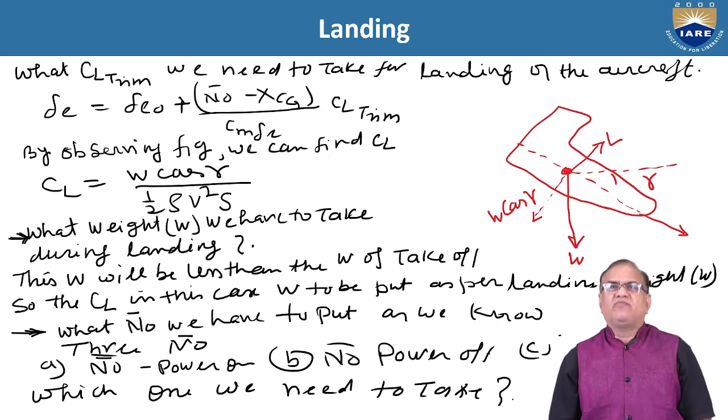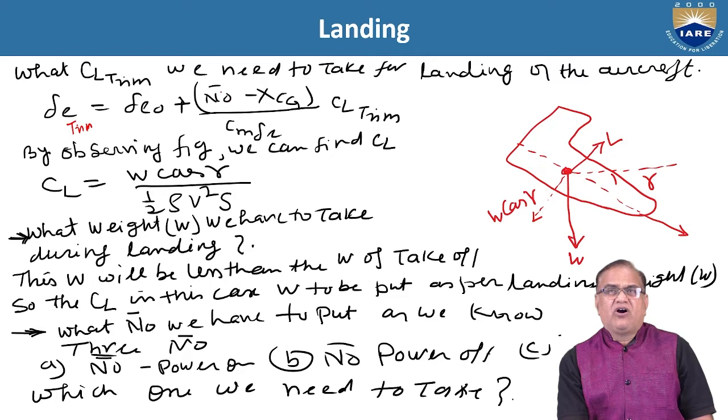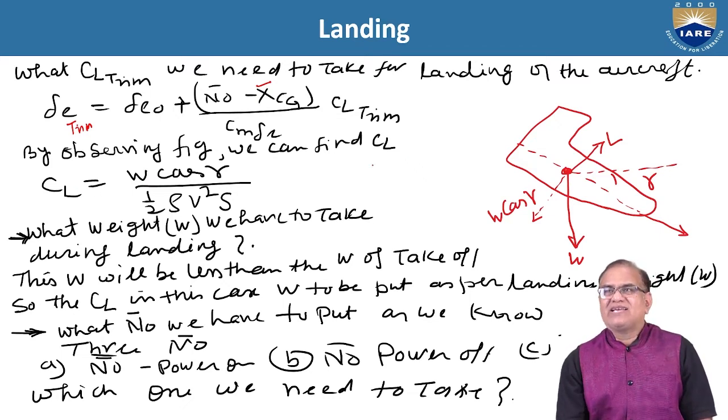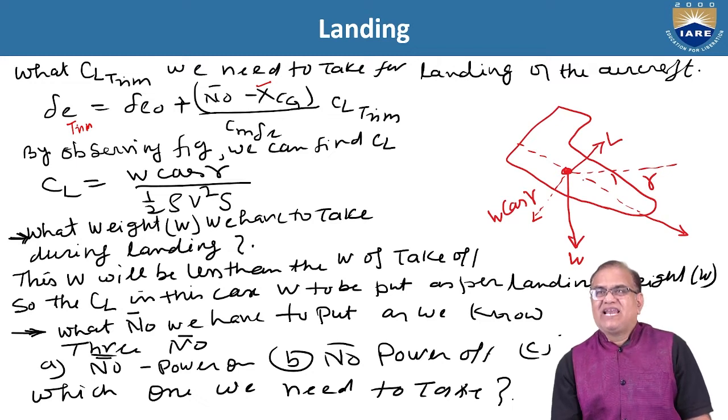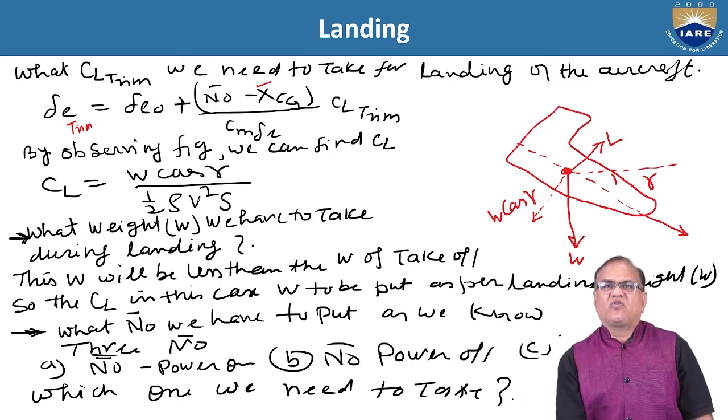At what CL trim do we need to take off or land the aircraft? We know again that delta E trim, or required, is equal to delta E naught plus N naught bar minus X CG bar divided by CM delta E, into CL trim. By observing the figure, we can find the CL. So this CL is equal to W cos gamma, where gamma is the landing path angle, divided by half rho V square S.